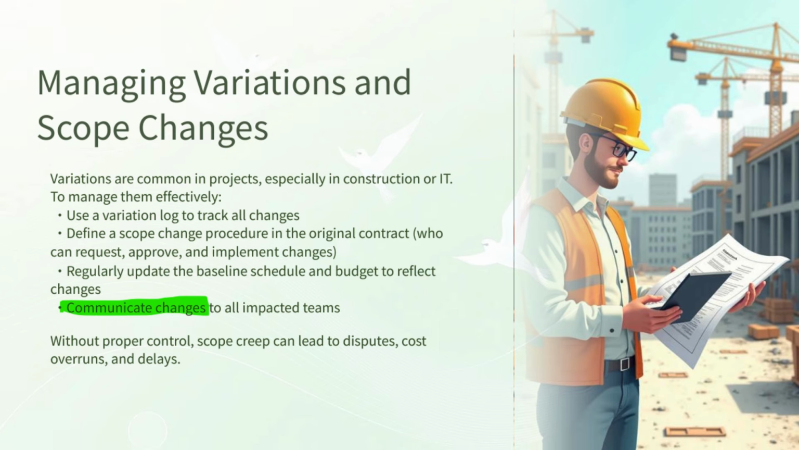So effective communication is also critical when managing scope changes. Always communicate changes clearly to everyone affected, including project team members, suppliers, contractors, and clients. Everyone should understand what exactly has changed, why the change was made, and how it impacts their work or responsibilities. Clear and timely communication prevents misunderstandings, errors, and delays in implementation.